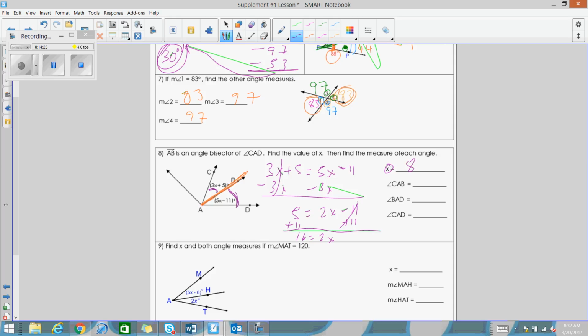So if x equals 8, now we can start having some fun. So CAB, we're going to put 8 in there. 3 times 8 is 24, plus 5 is 29 degrees.